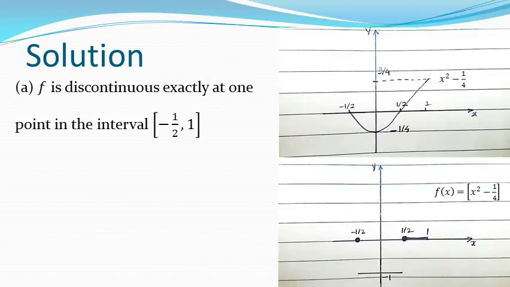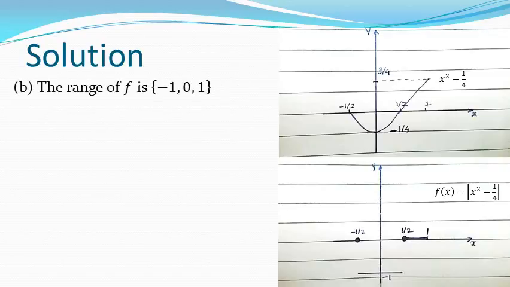Now looking at the first option, which says that f is discontinuous at exactly one point in the interval minus half to plus 1. Is that correct? Well, no, because when x is equal to 1 by 2, then the function is definitely discontinuous. And the function is also discontinuous from the right at the point x equals minus half.